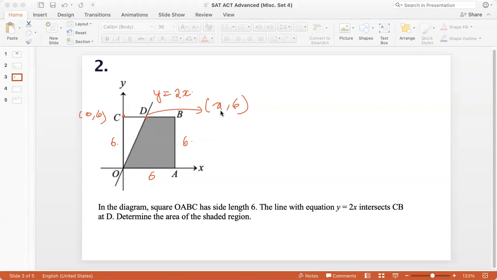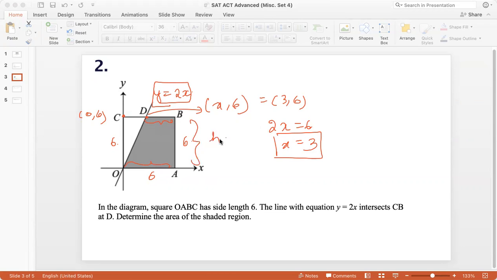Now we can find the x coordinate from this equation. Since D lies on y equal to 2x, 2x is 6, so x is 3. So the point D will be (3, 6). Now the shaded region would be a trapezium where this and this are the parallel sides and this is the height. So the area of the trapezium is half sum of parallel sides times the height.